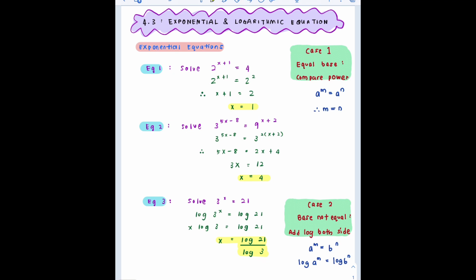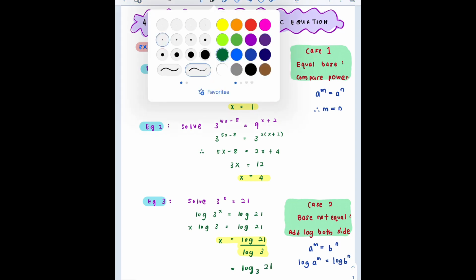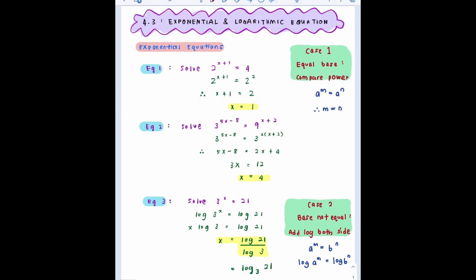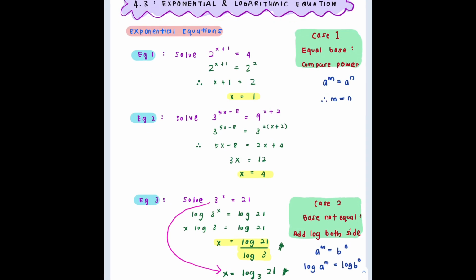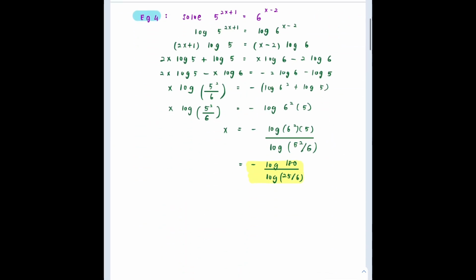Or you can also give the answer as log with the base of 3, 21. Meaning that you are just changing the base, changing the exponential form to the log form. This is your x value, where x is equal to log base 3 of 21. The answer is the same. When you press your calculator, the answer in decimal places is the same. Okay? The next one.